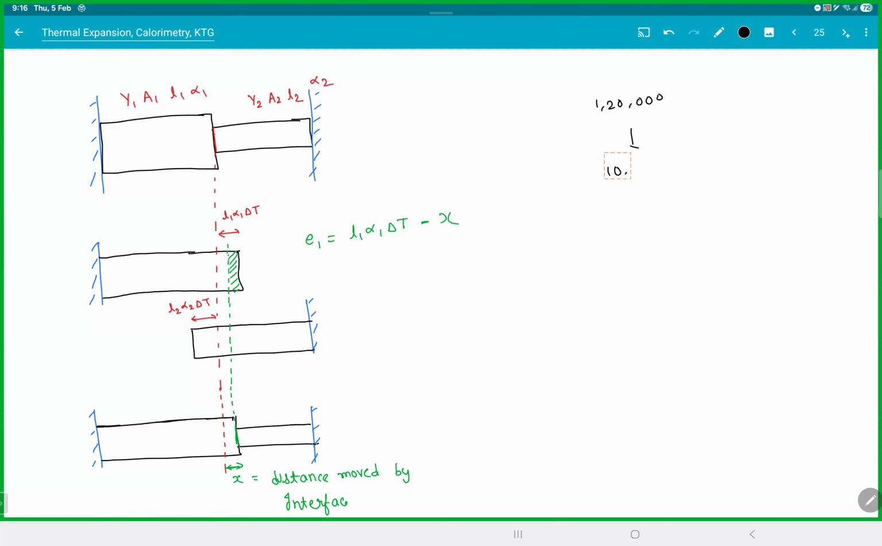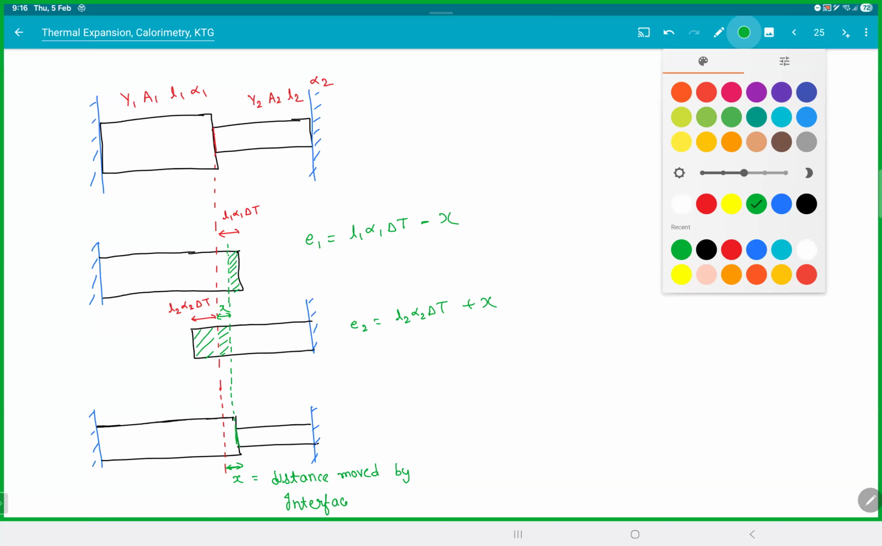So the rod will say, I was supposed to expand by L1 alpha 1 delta T, but I could only expand by X. That means the additional compression that I got was this. Similarly, for this guy, it would be even worse. So this was X. The second rod got compressed by L2 alpha 2 delta T plus X. So both the rods are compressed.